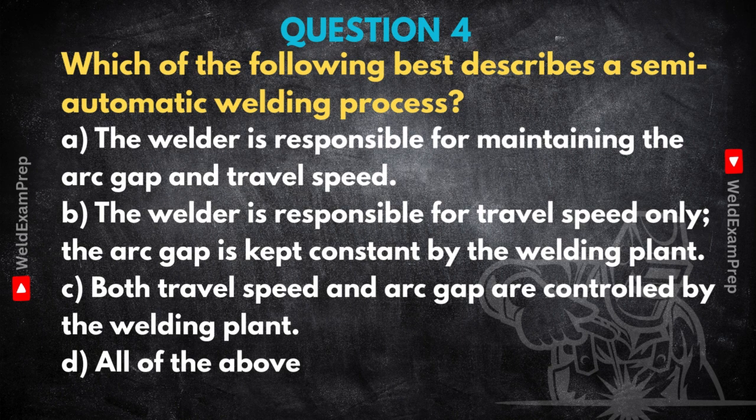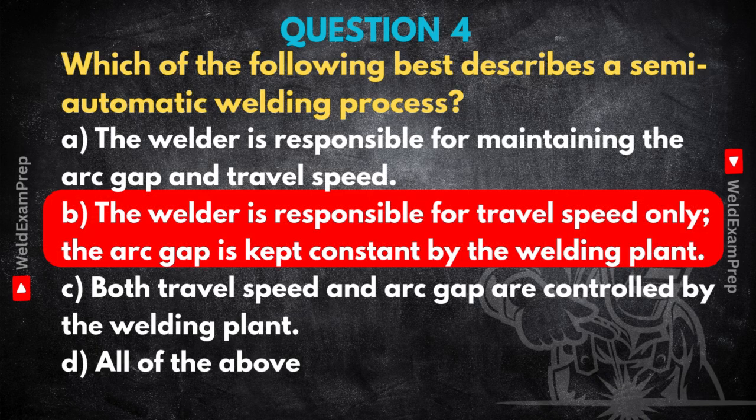All right, the best fit here, the definition for semi-automatic, is B. The welder is responsible for travel speed only. The arc gap is kept constant by the welding plant. That's the real differentiator. Think MIG-MAG or flux cored welding. These are your typical semi-automatic processes. The machine has a wire feeder, right? It pushes the electrode wire out at a set speed. Because that wire feed speed is constant, the distance from the wire tip to the workpiece, the arc gap or arc length, is automatically maintained by the machine's settings, specifically the relationship between wire feed speed and voltage.